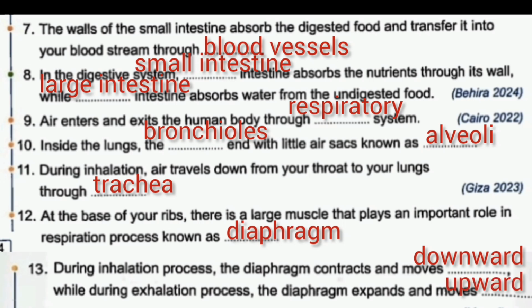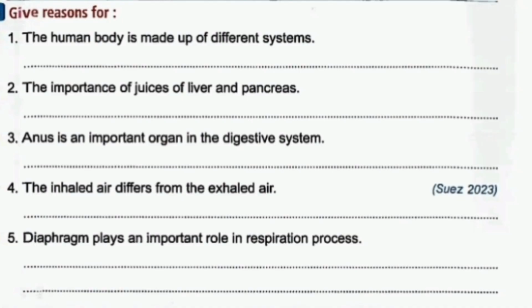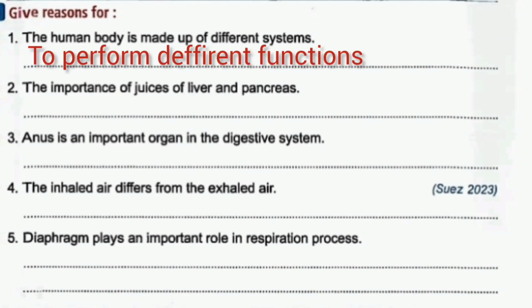Now let's answer question number 6, which is give reasons for. Number 1. The human body is made up of different systems to perform different functions, or different jobs.